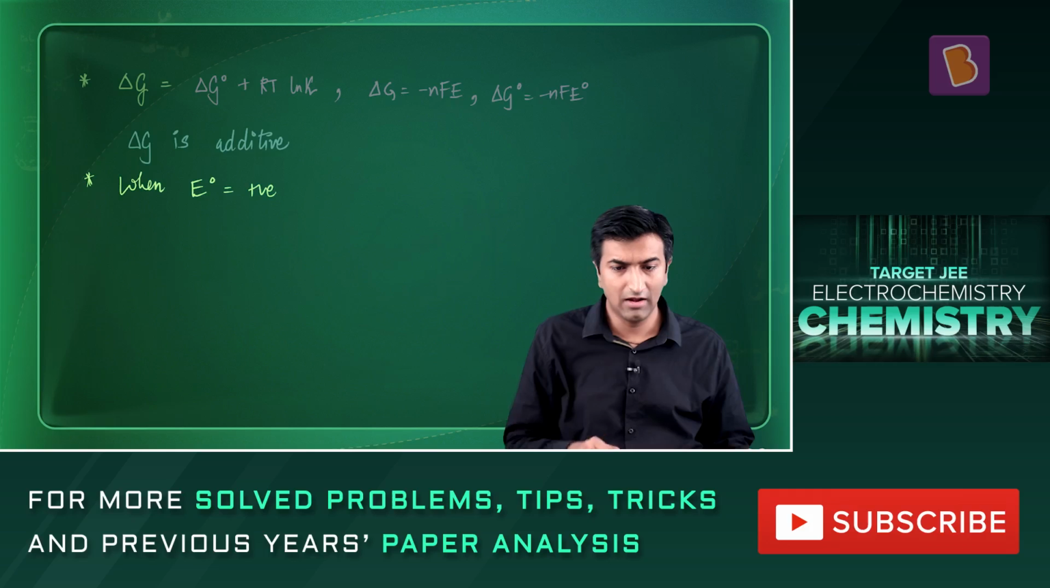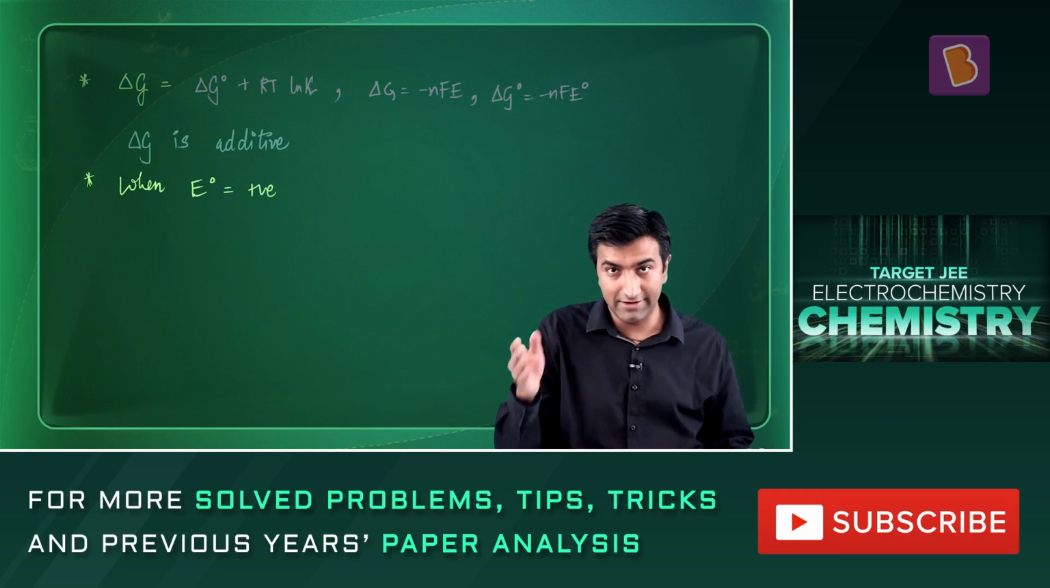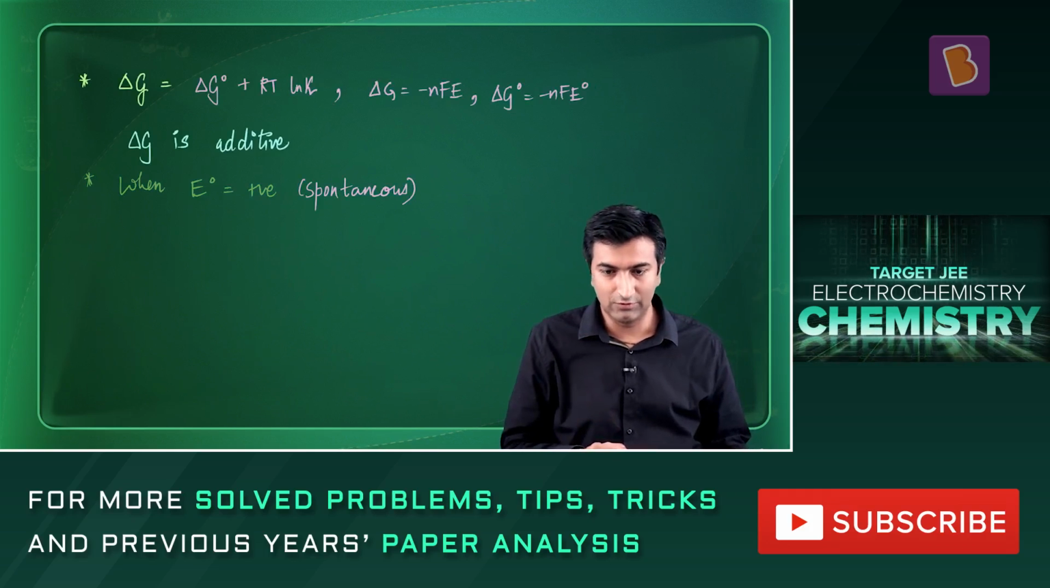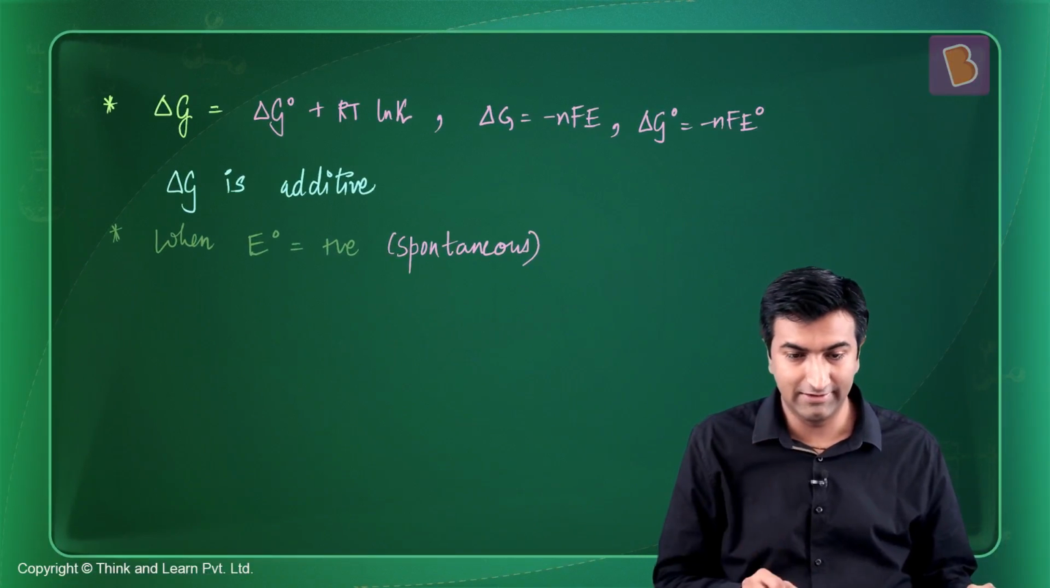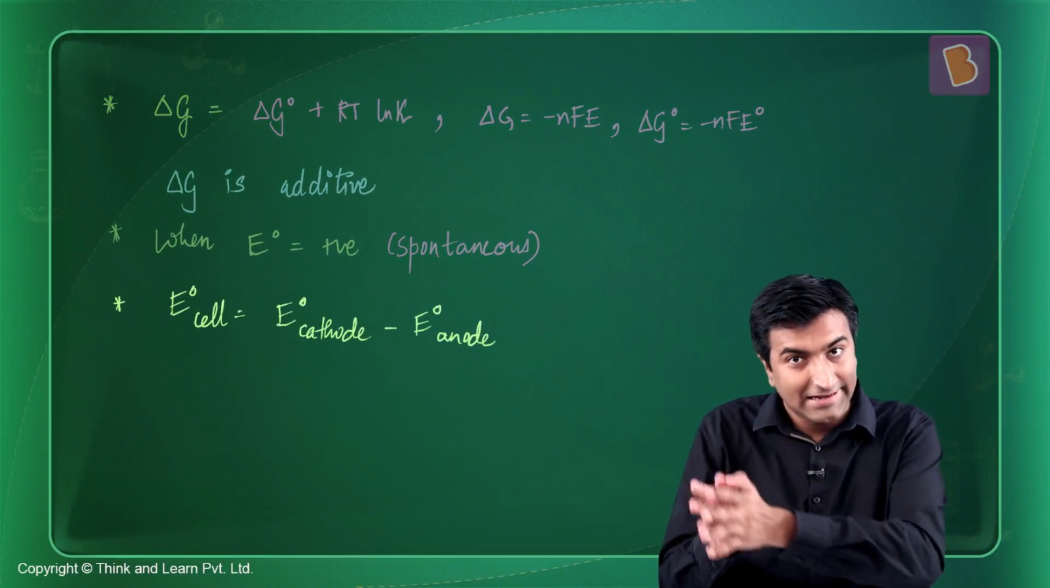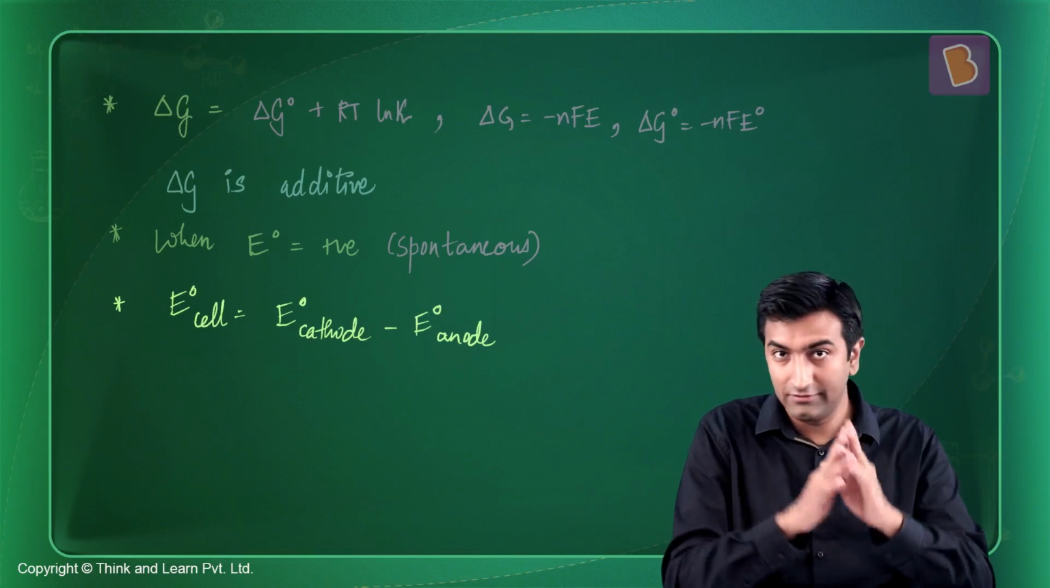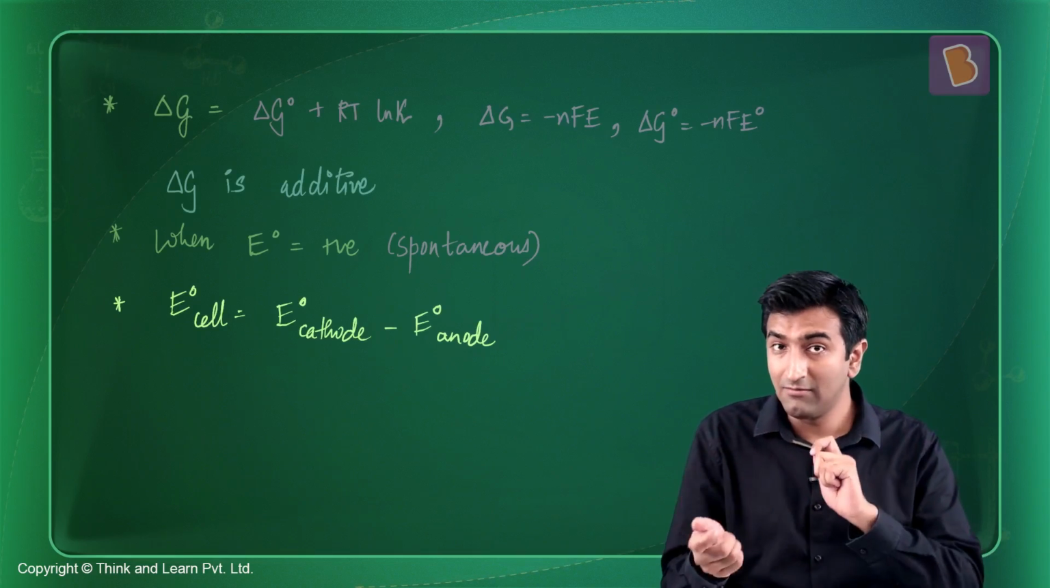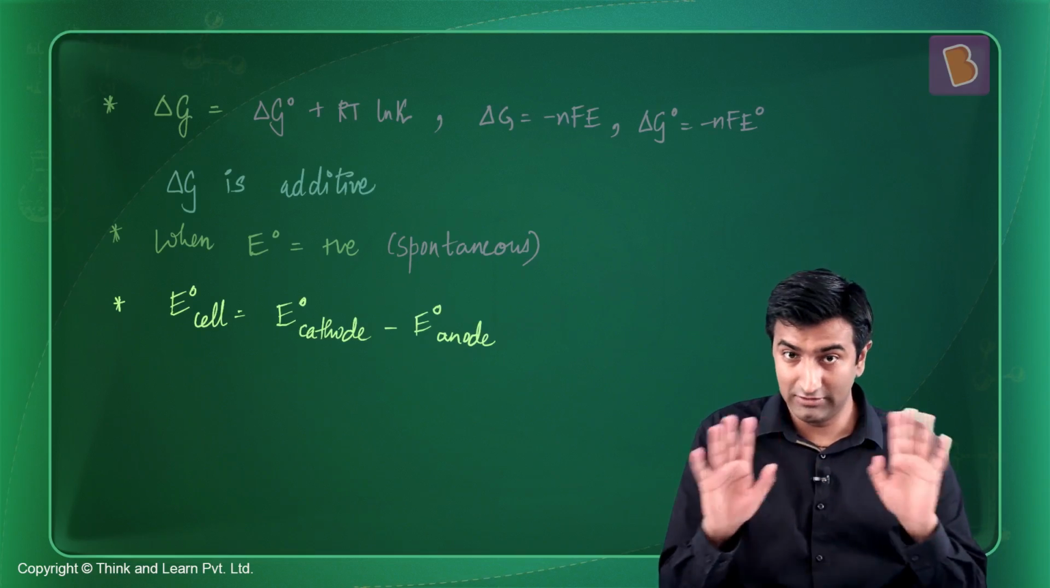All right. When E0 is positive, the reaction is spontaneous. You can get that from the delta G equation. We got that delta G was minus nFE, right? That's why. All right. E0 cell is E0 cathode minus E0 anode. These are all reduction potential values, remember. If I make it oxidation, it will be the other way around. So be careful.